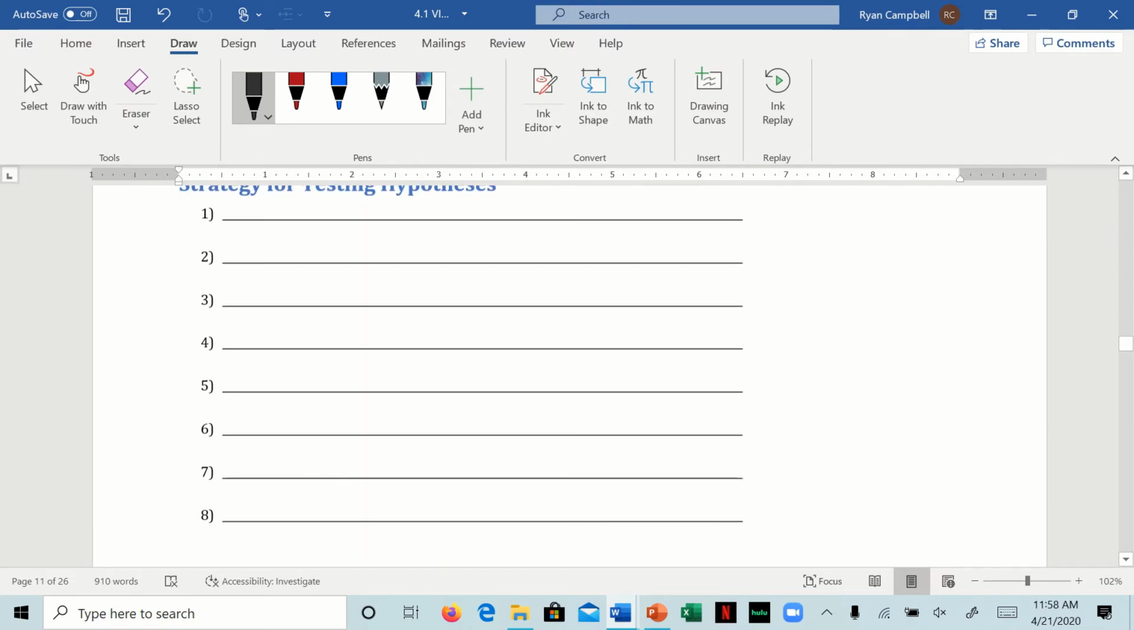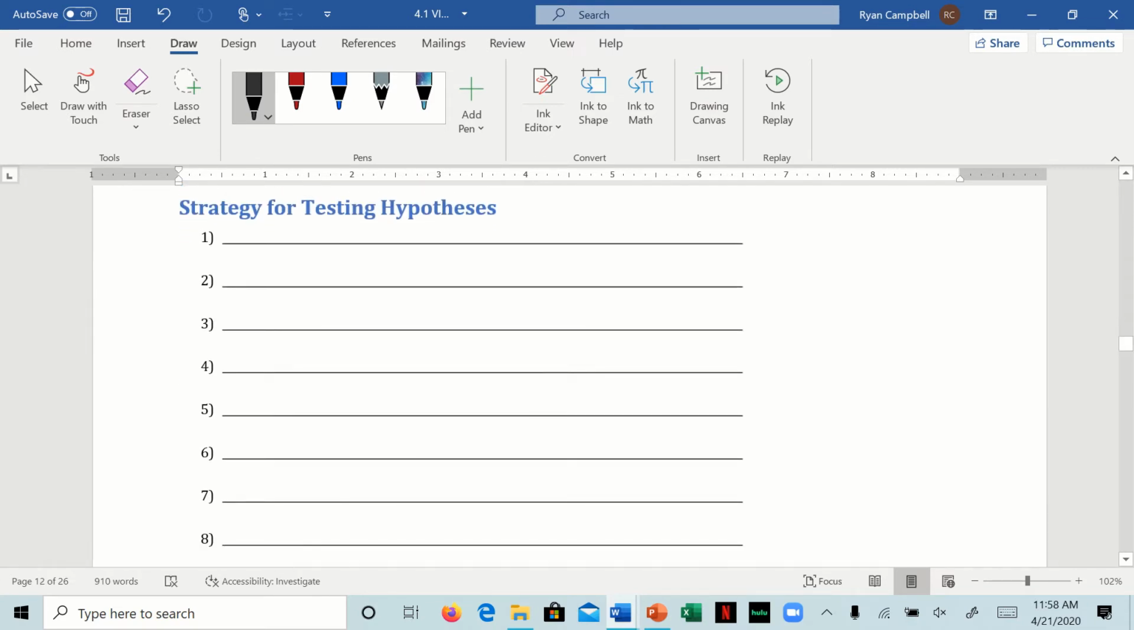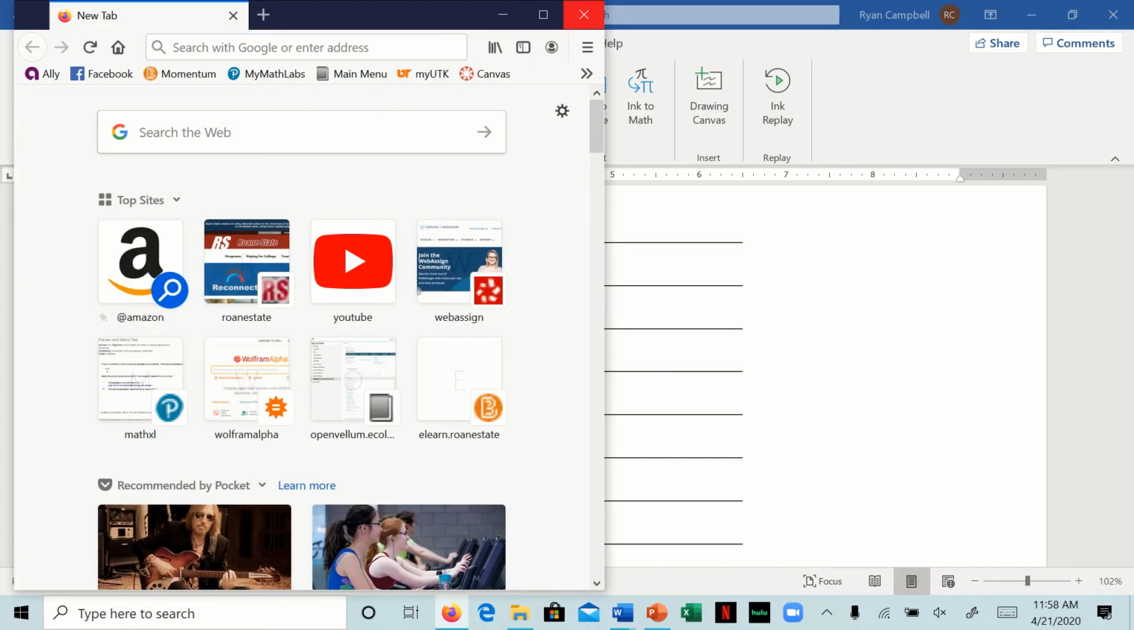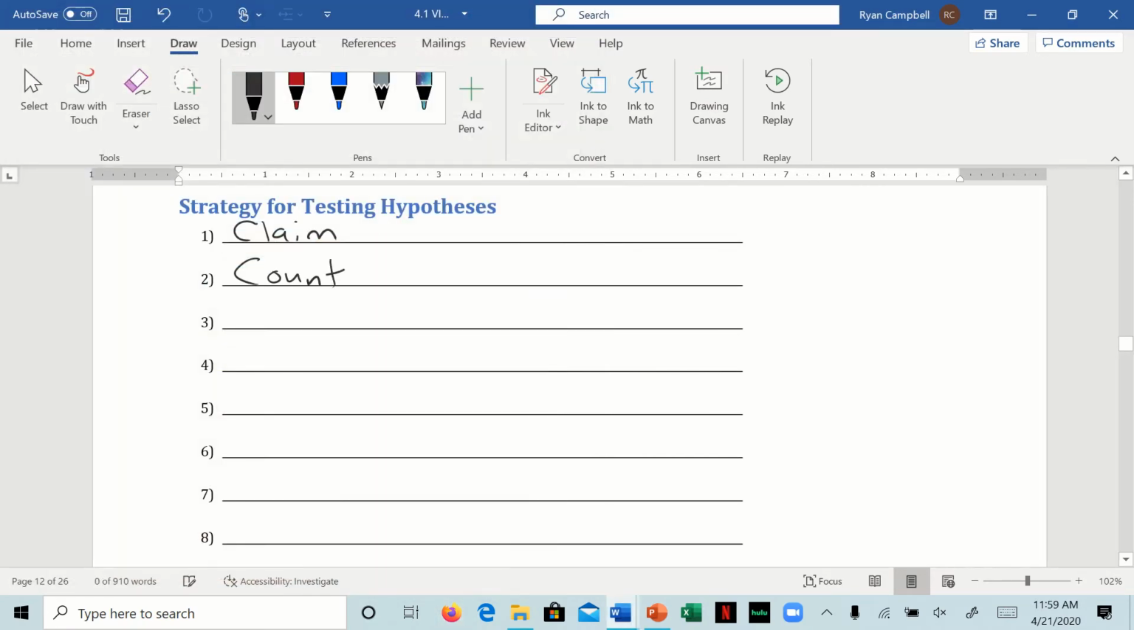All right, let's do a quick review of those strategies that we've been talking about, right? So step 1, good, write your claim. Hopefully you've said that. Knowing these 8 steps are going to be a lifesaver. Step 2, counterclaim.